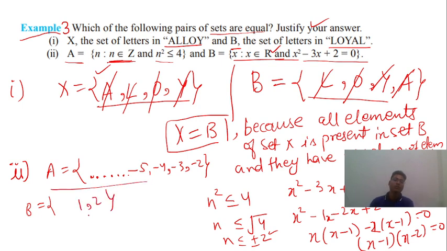These two sets are not equal, since one is an infinite set and the other is a finite set. It has just only two elements and it has infinite elements. Okay, so A not equal to B.